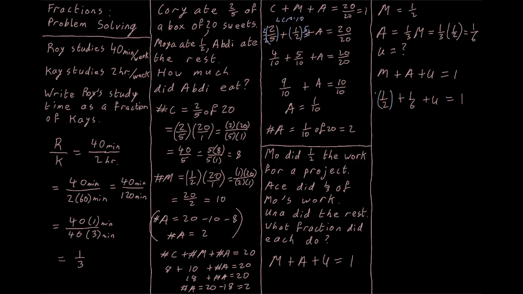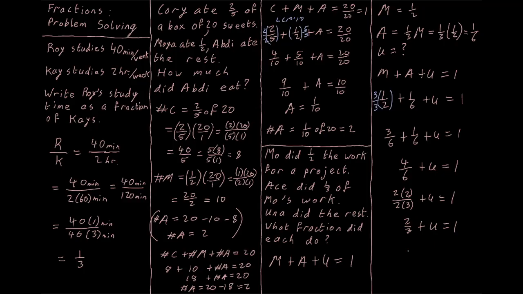We want to add our 2 fractions, so we need the same denominator. 1/6 is fine, but we need to multiply here by 3 over 3, so we end up with a denominator of 6 here. And we end up with 3/6 plus 1/6 plus Una's fraction is 1, and we end up with 4/6 plus Una's fraction must add up to 1. 4/6 can be simplified. We can take out a common factor of 2. And we end up with 2/3 plus Una's fraction must be 1.